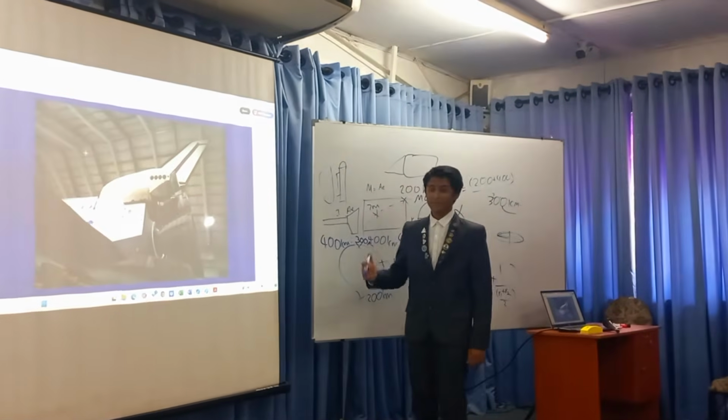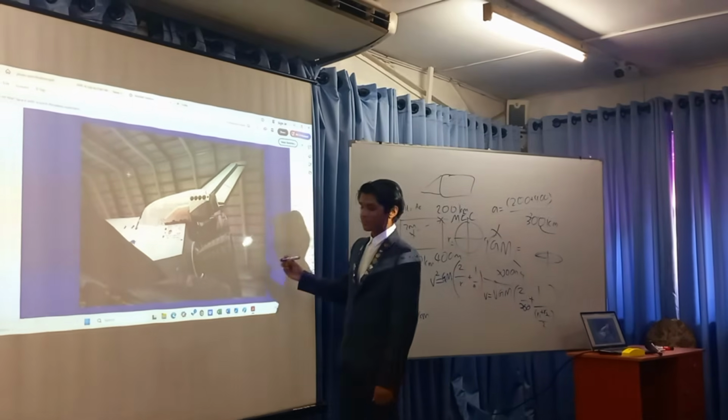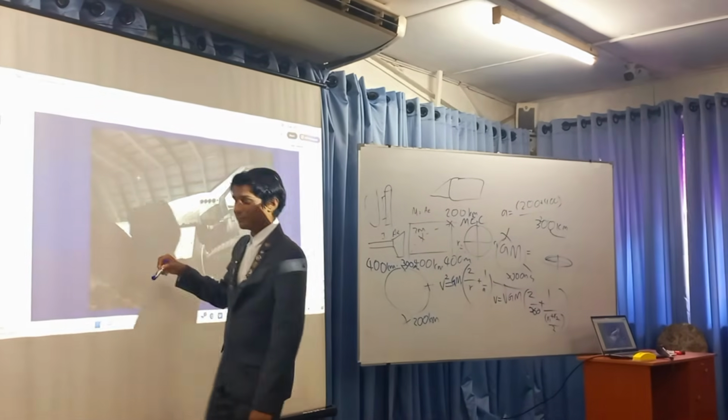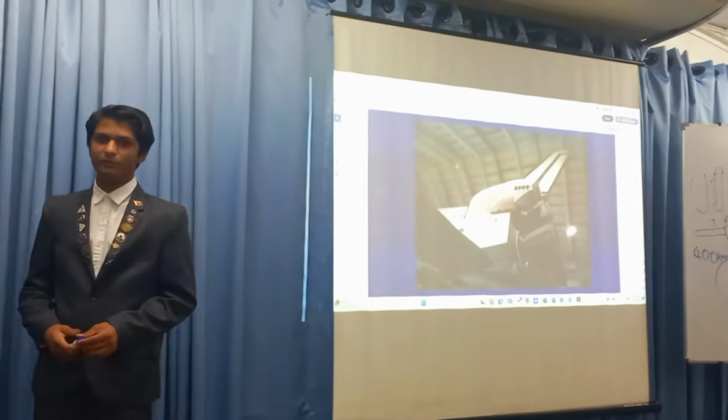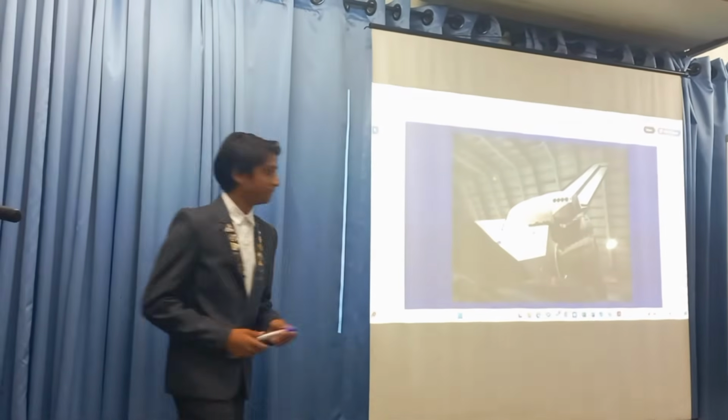run on monomethyl hydrazine. And the OMS thrusters are also very wide, which means that they will work very well in a vacuum, although they are typically used for lower orbits, essentially.